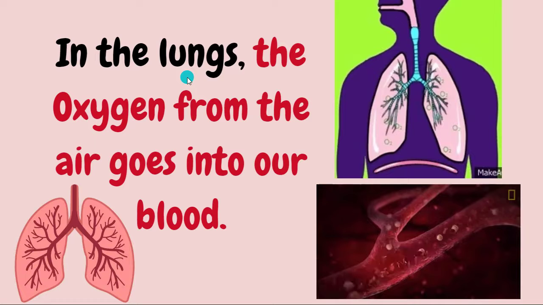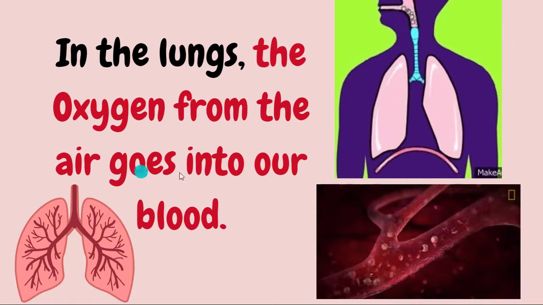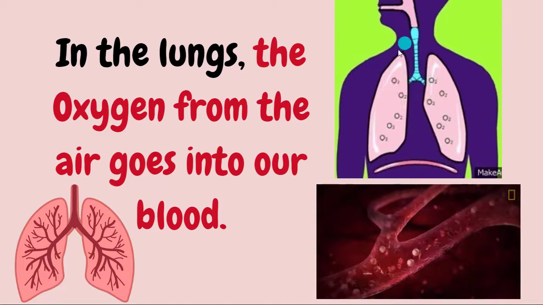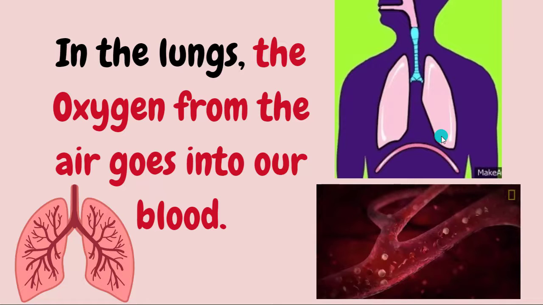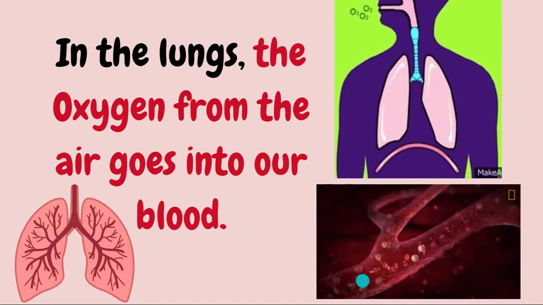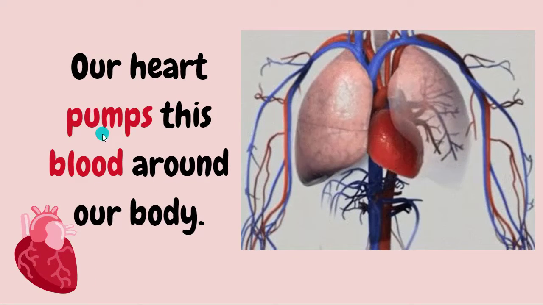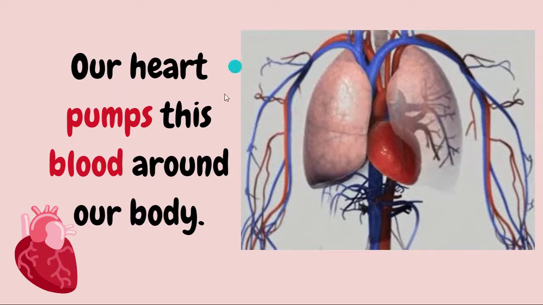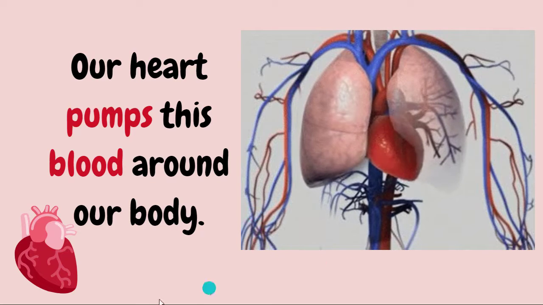In the lungs, what happened? The oxygen from the air goes into our blood. So, after we take in oxygen and the oxygen goes to our lungs, what happens? The oxygen goes into our blood. So now our blood contains oxygen. Our heart pumps this blood around our body. So, the blood now contains oxygen and it's all around our bodies.